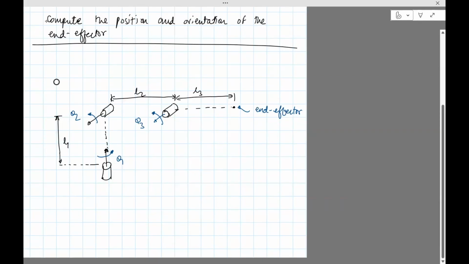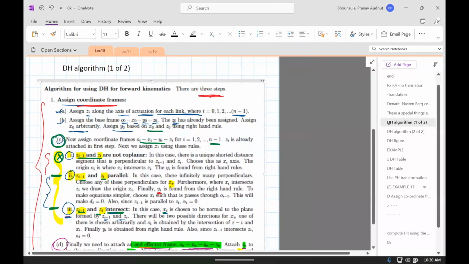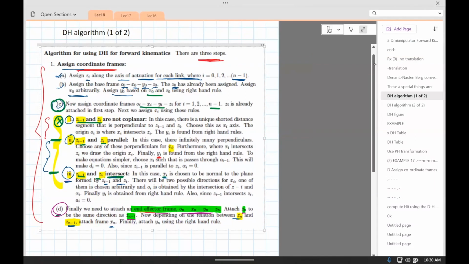Okay, so let's follow the recipe. First step is set up the axis. Second step is create the DH table. Third is apply the formula to compute the homogeneous matrix. So this is what we're going to do next.